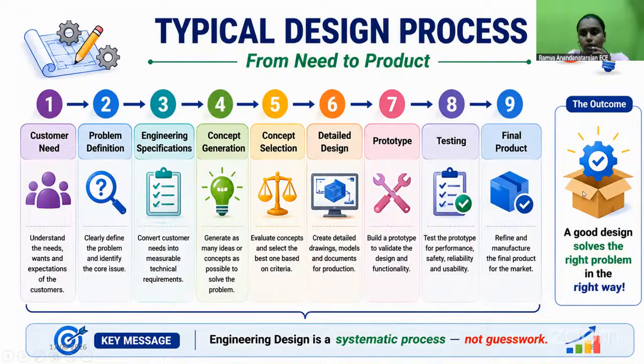So what is the outcome? A good design solves the right problem in the right way. And by now, I think you would have understood engineering design is a systematic process, not a guesswork. So if it is done as a systematic process, you get all the benefits. That is, you can make the product with the right cost and you can also address all the needs of the customer and build a successful product which is acceptable by all the users.